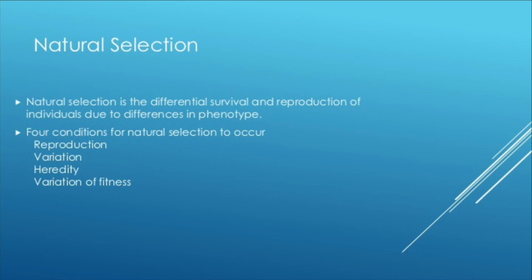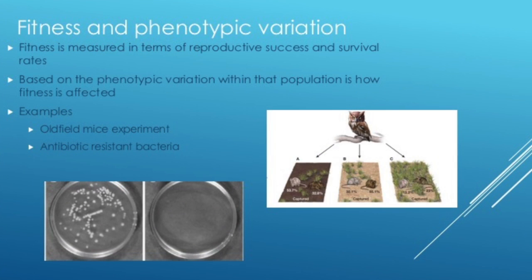Natural selection is the differential survival and reproduction of individuals due to differences in phenotype. 4 conditions must be met for natural selection to occur. 1 is that the organisms can reproduce and form offspring. 2 is that there is variation in the individuals' characteristics among the members of the population. 3 is that the characteristics can be passed on to their offspring. And 4 is that some animals will survive and live better than others.